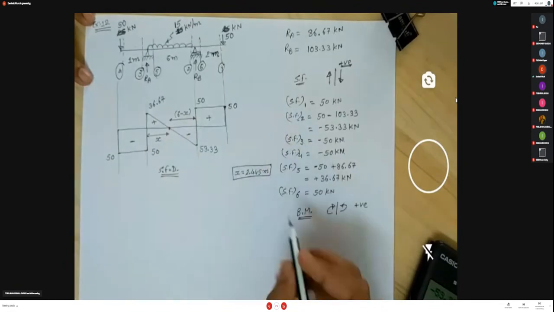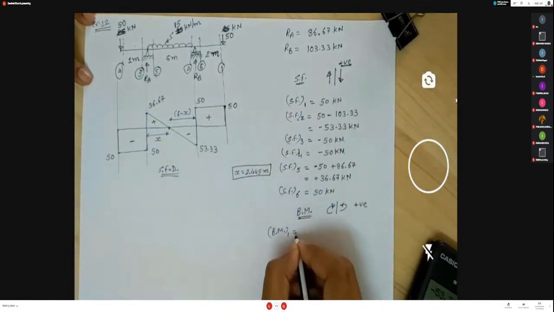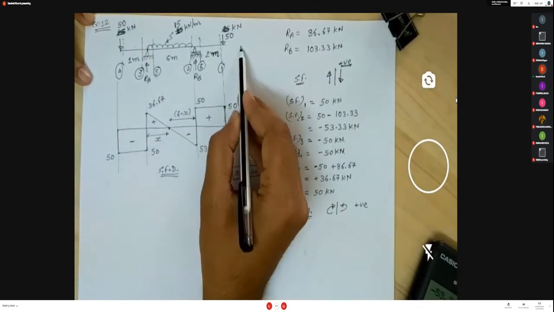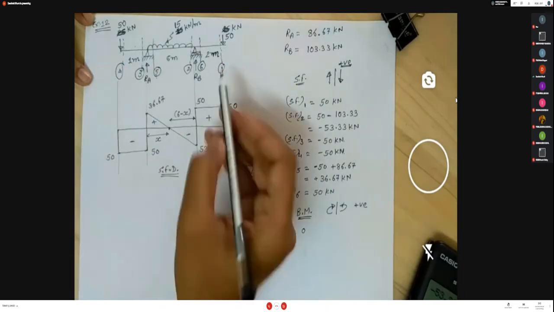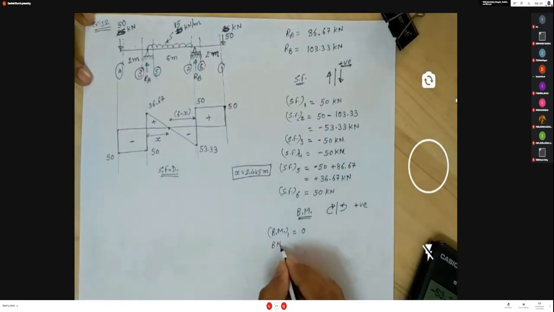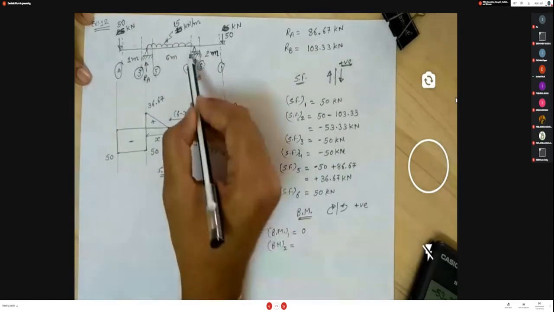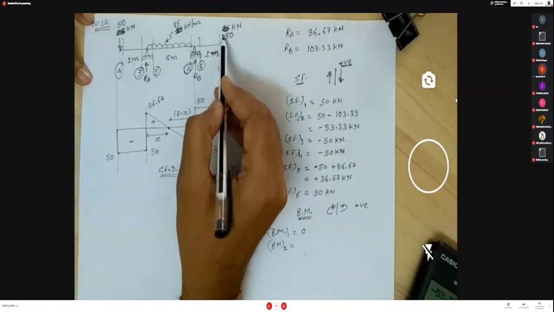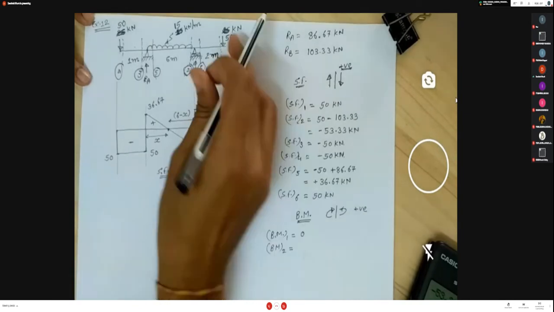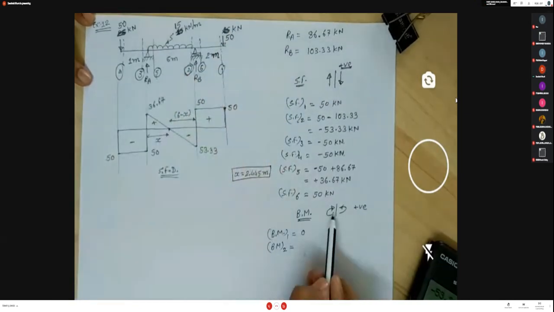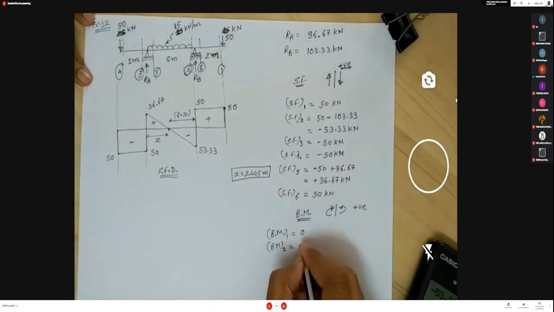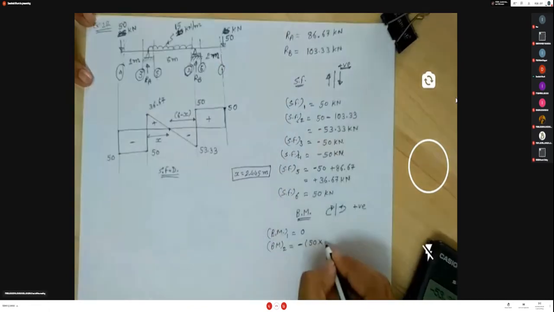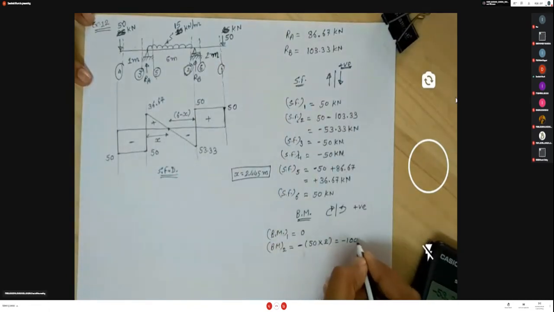So consider the bending moment value at section 1. Now consider the right hand side portion of section 1. There is no loading, so this moment value is 0. Consider section 2. On the right hand side there is only one point load, 50 kilonewton in the downward direction. This produces a clockwise moment, and for the right side, anti-clockwise is positive. So the moment value is negative 50 into the perpendicular distance, 2 meter. So minus 100 kilonewton meter.